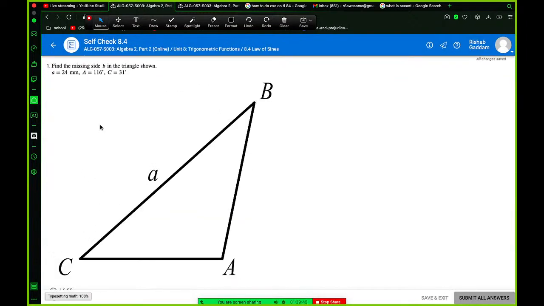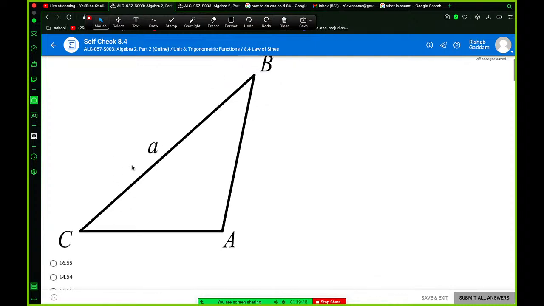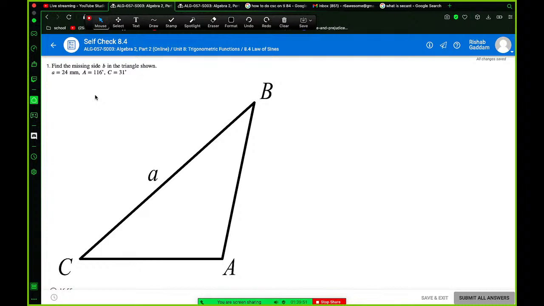So it says, find missing side B in the triangle shown below. Let me just draw the measurements on there. The measure of angle A is equal to 116 degrees, the measure of angle C is equal to 31 degrees, and A is equal to 24 millimeters. I'm just going to write 24. There we go, and scroll down.